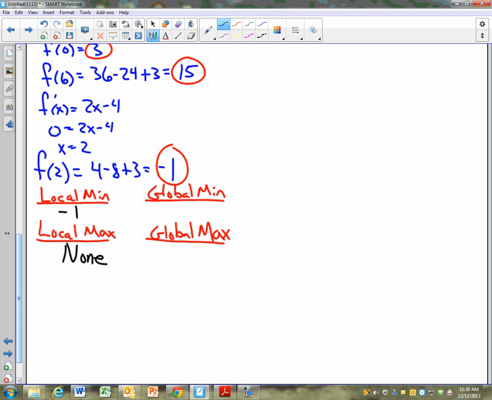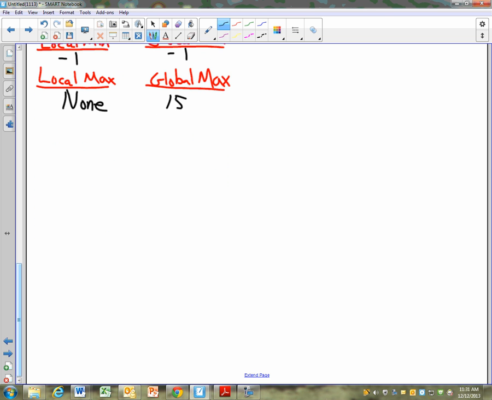An endpoint doesn't count as a local minimum or maximum because you're at the end, and the definition of a local max or min is that if you move to the left or the right, it's the biggest or smallest value around. At an endpoint, you really can't move to the side. What's the global min going to be? It's the same as the local min in this situation. What's the global max going to be? 15. Just so you understand, I'd like to sketch just a really quick graph.